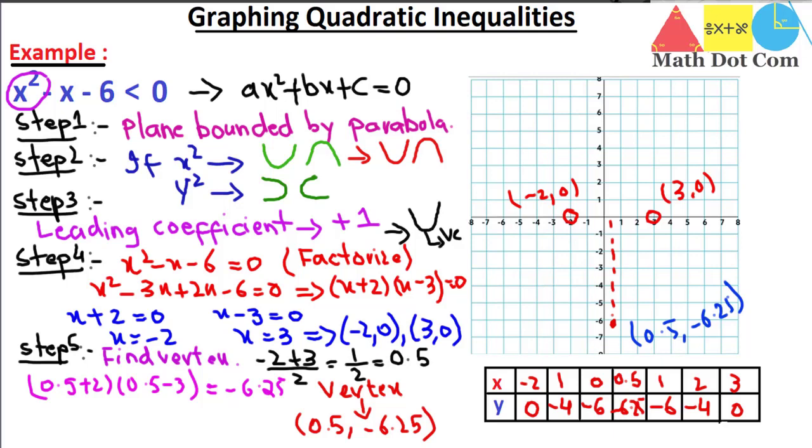So we have minus 2, 0, that is already plotted, and 1 and minus 4. 1 is x, sorry, it's minus 1. Minus 1 and minus 4. So we go to minus 1 and minus 4. This will be one point. Then we have 0 and minus 6. Another point will be here. Then we have 1 and minus 6. It will be here. Then 2 and minus 4. And it will be here. So we'll join them together to get the parabola.